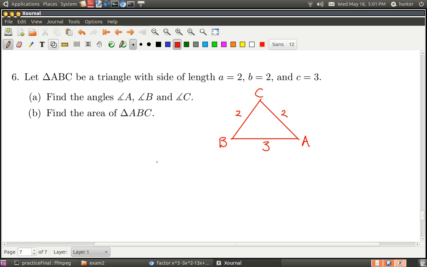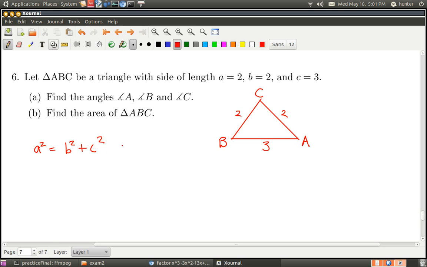Okay, so I've got this kind of triangle, and what I'm supposed to do is find the angles. So how can I do that? What's going to help me is the law of cosines. So let me just write down the law of cosines. It doesn't matter which one to start with. Let's just do a squared is equal to b squared plus c squared.